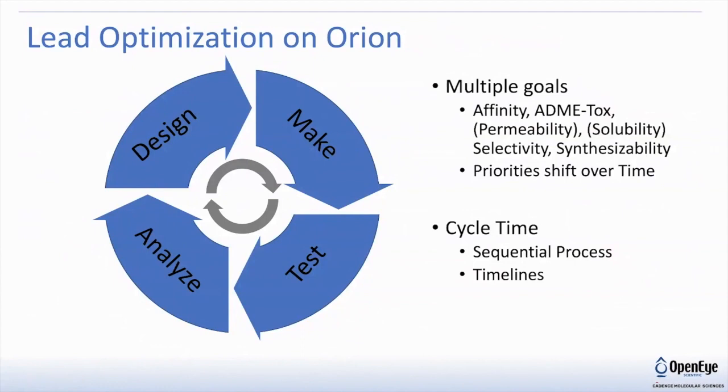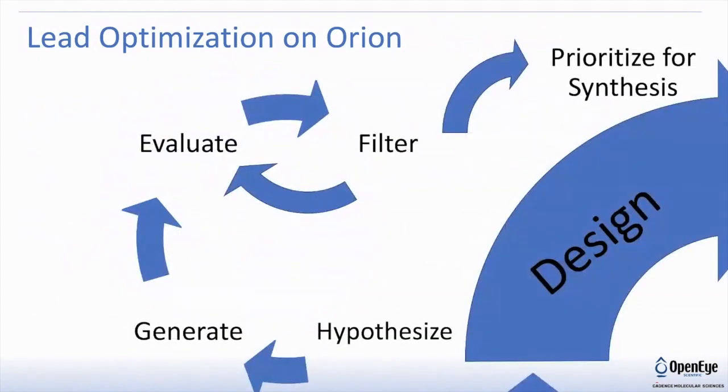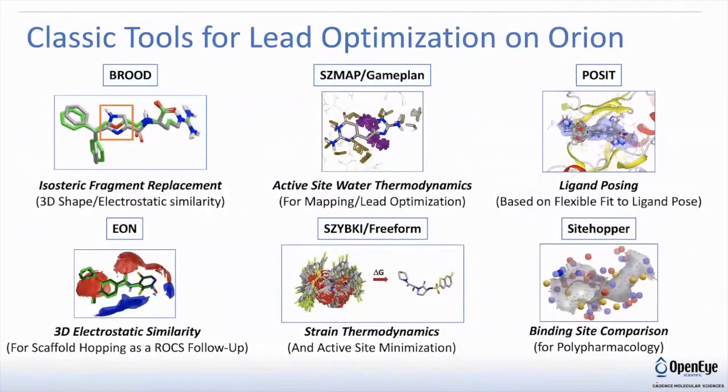The lead optimization process is inherently cyclical, and these sequential cycles consume time and precious resources. As such, priorities in these campaigns shift with time, and tools for overcoming each of these challenges are vital. Orion thus contains and enables a number of methods suitable for facilitating and accelerating the design phase of the lead optimization process, which we will cover in more detail throughout the remainder of the talk today. For those who are already familiar with OpenEye's tools for lead optimization, you will be happy to know that all of OpenEye's classic applications have been enabled on Orion.